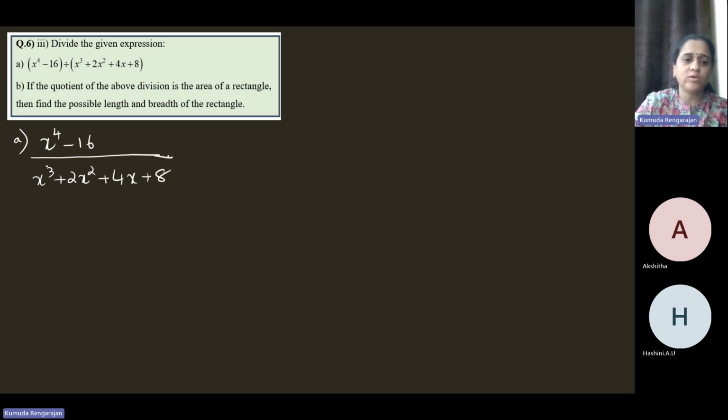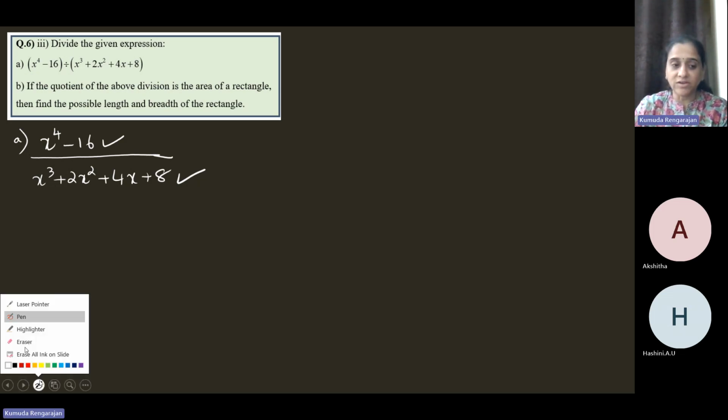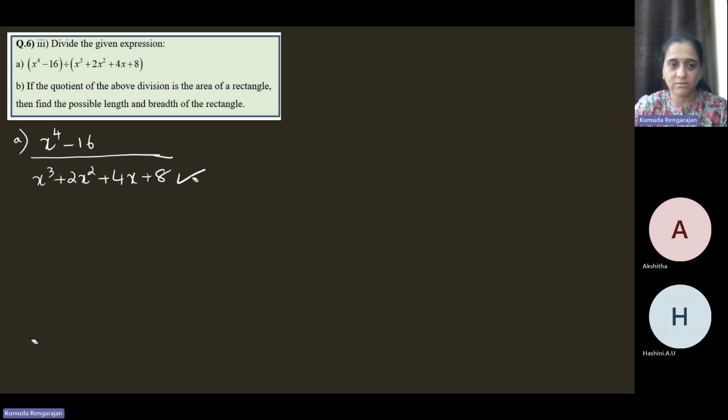See, x to the power 4 minus 16 divided by x cubed plus 2x squared plus 4x plus 8. Why did you change this? Why did you write this in the numerator and this in the denominator, Navneet? I don't know how many of you have done that. You've exchanged the numerator and denominator, I think. The factorizing part is right, but this is what is given, right?